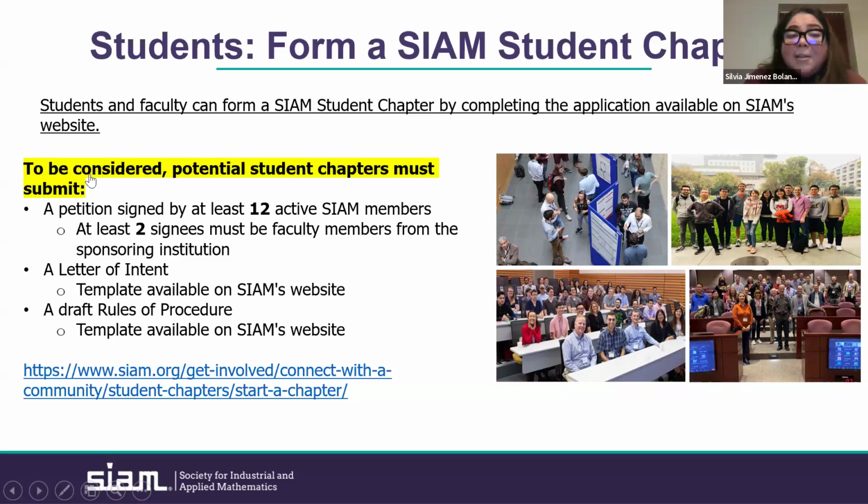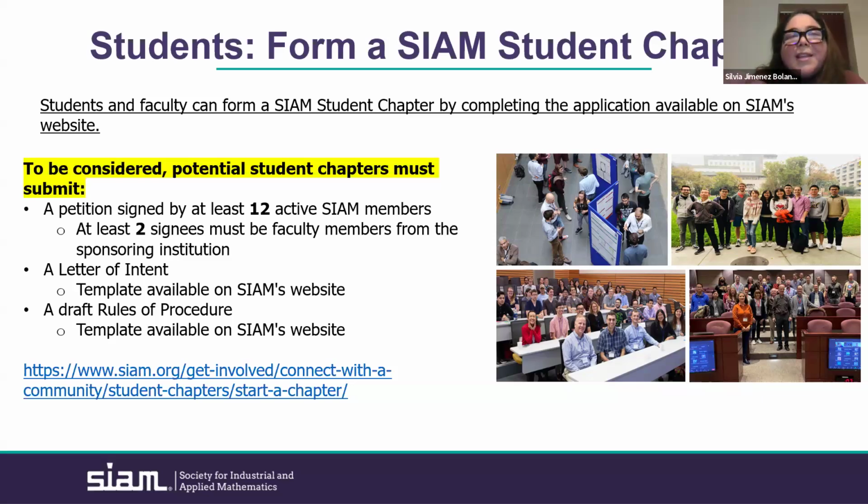To be considered, potential student chapters have to submit the following three things. The application is composed of a petition that is signed by at least 12 active SIAM members. At least 2 of the people signing this petition have to be faculty members from the sponsoring institution. Hopefully one or both of them could be the faculty advisors of the chapter.